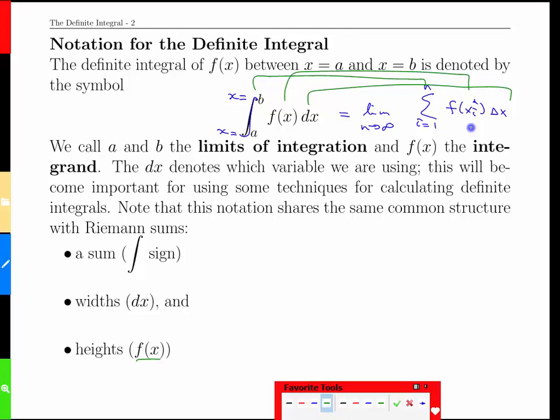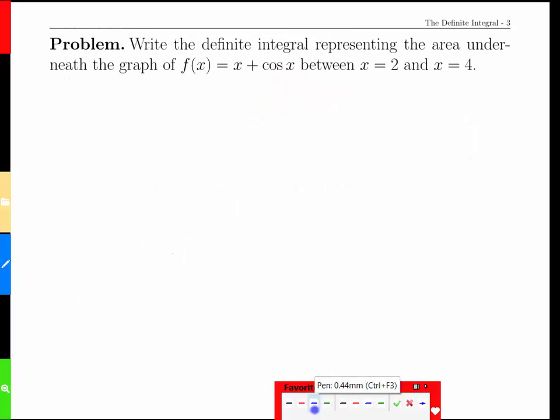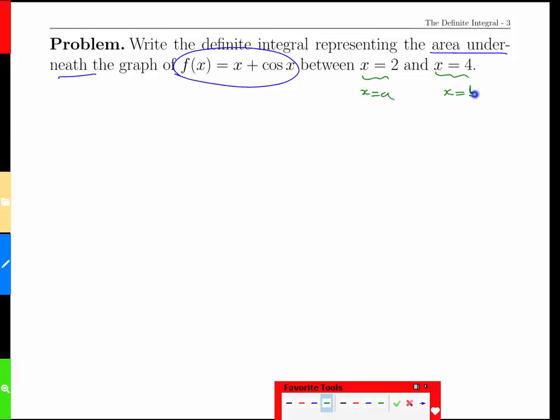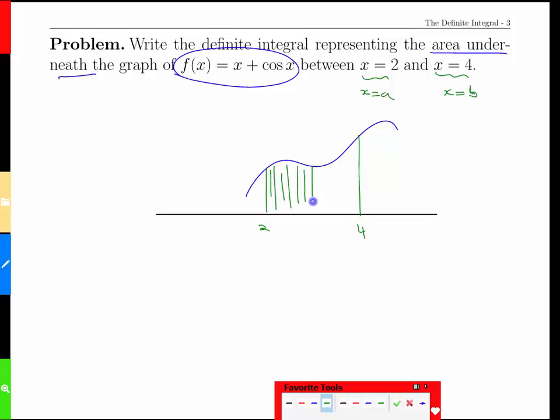Finally, getting back to some connection to the kinds of problems we'd ask in class, how would we write the definite integral that represents the area underneath the graph of our function between x equals 2, that's x equals a, and x equals 4, that's our x equals b. So imagine what we're talking about here. We have some graph with a cosine thing happening. We've got x equals 2, we've got x equals 4, and we're going to subdivide that into an increasing number of intervals. How do we represent that area?